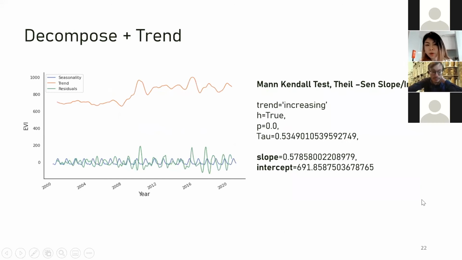As a summary for that example point, we do see that there is an increasing trend with a tau value of +0.5, and it also gives us the slope and intercept.